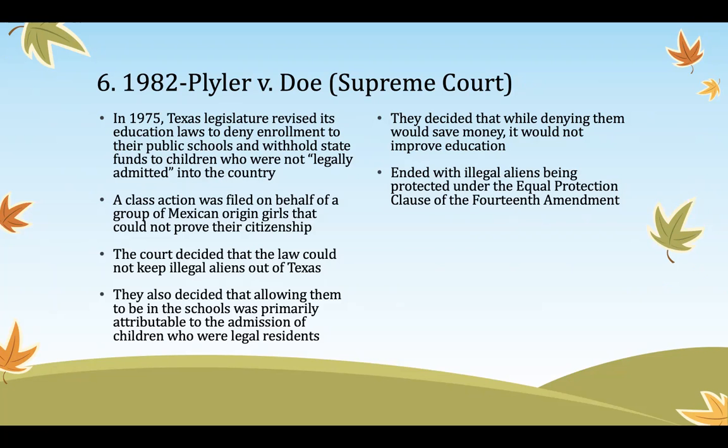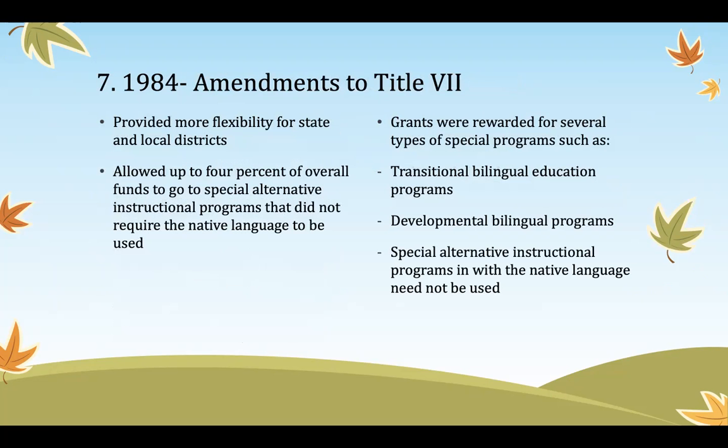In 1984, amendments to Title VII, again, this one provided more flexibility for state and local districts and allowed for up to 4% of overall funds to go to special alternative instructional programs that did not require the native language to be used. Grants were awarded for several types of special programs, and those grants helped out with transitional bilingual education programs, developmental bilingual programs, and special alternative instructional programs in which the native language need not be used.